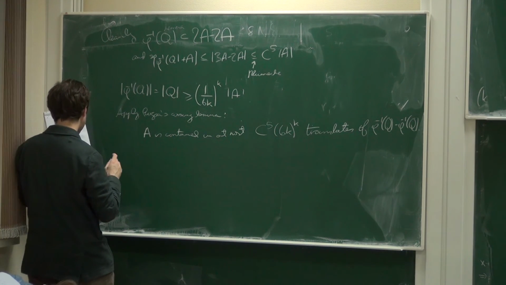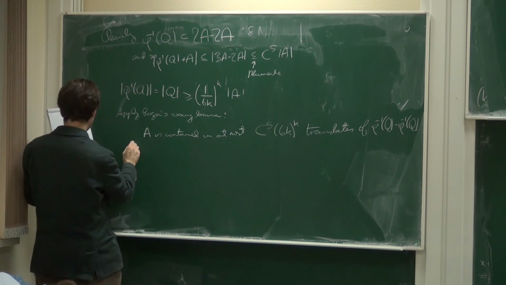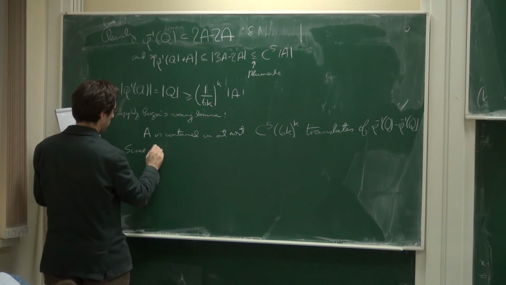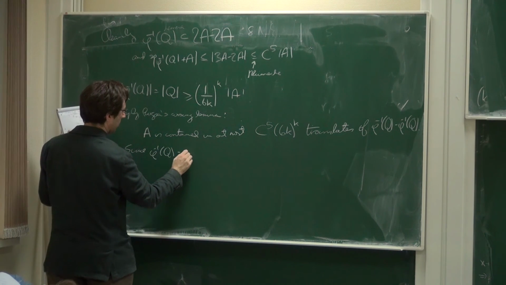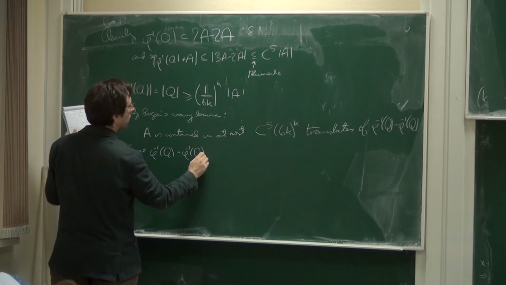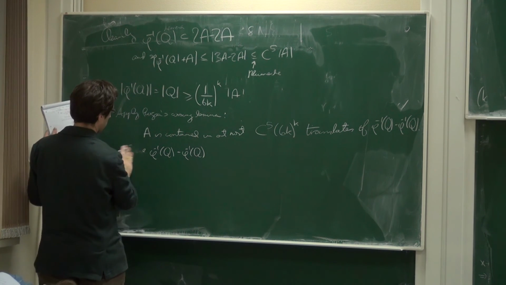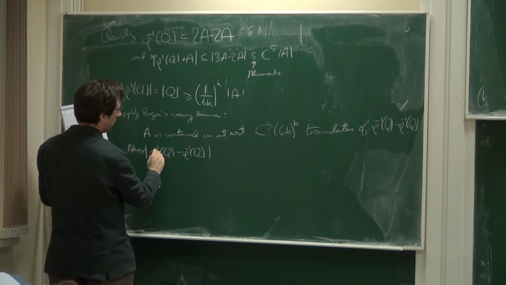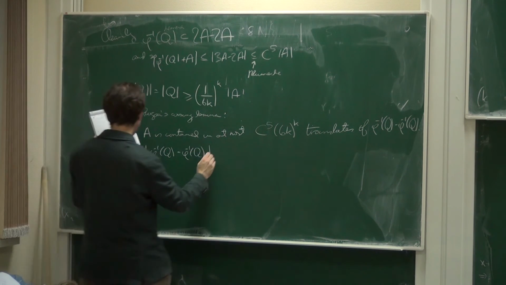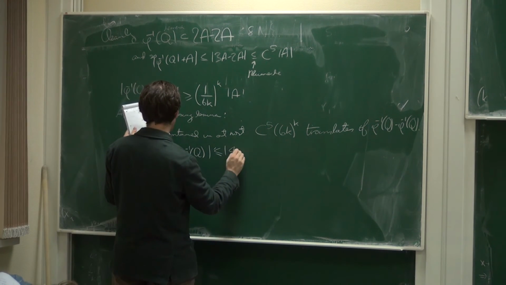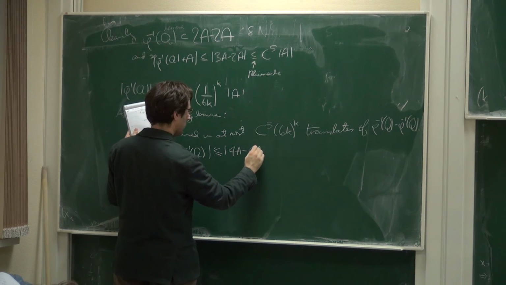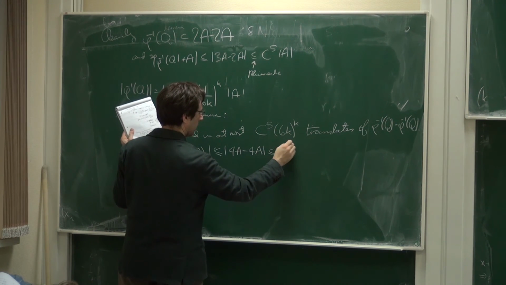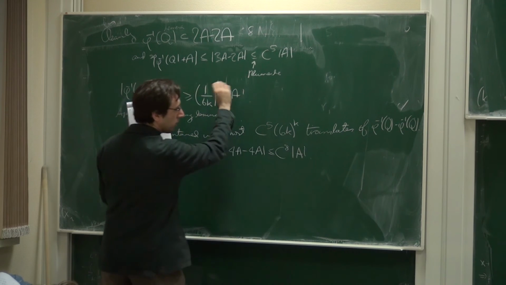All right. So since phi inverse of Q minus phi inverse of Q is contained in 2A minus 2A minus 2A minus 2A, this is at most 4A minus 4A. So this is C8 times A, again by Plünnecke.